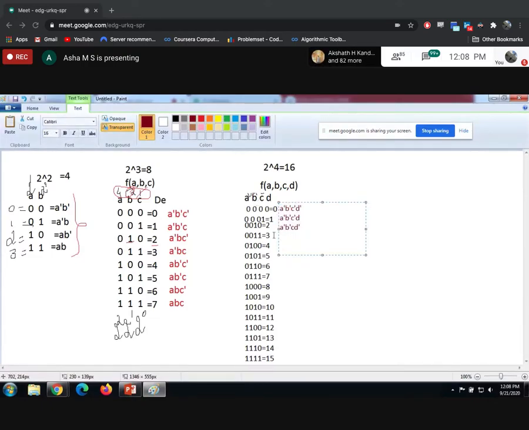Next we have decimal 3. Decimal 3 means 0011. So A bar, B bar, write CD as it is because bit CD is representing 1. Next A bar, B, C bar, D bar. Like this you people continue up to 15.